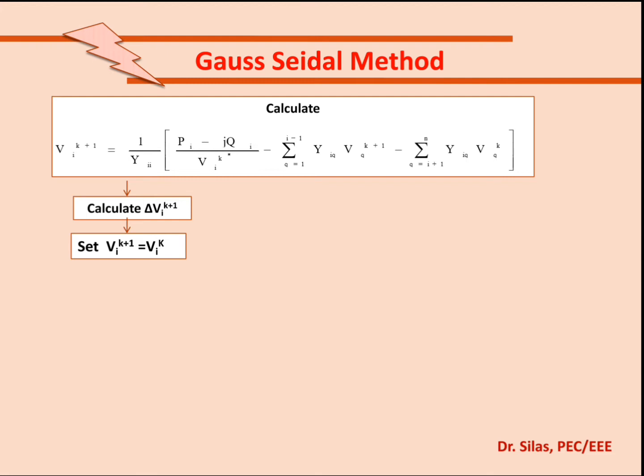Now you set the voltage at the present iteration equal to the previous iteration value. Then you increase the bus number. After increasing the bus number, you check whether you have reached the maximum number of buses. If you have not reached the maximum number, again we go to the inner loop point and again check whether the bus is a slack bus or not.